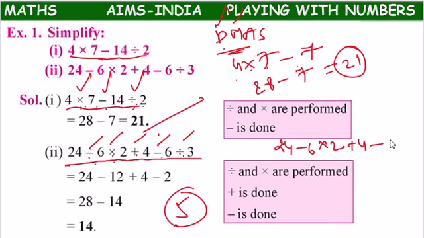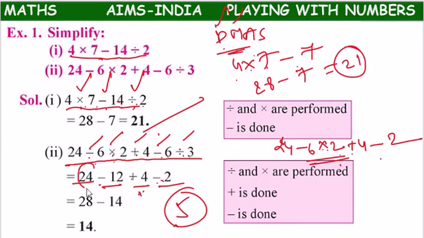Next, we have subtraction, multiplication, addition. So, multiplication first. 6 twos are 12. So, 24 minus 12 plus 4 minus 2. Next, addition and subtraction. Which one do we have to do first?